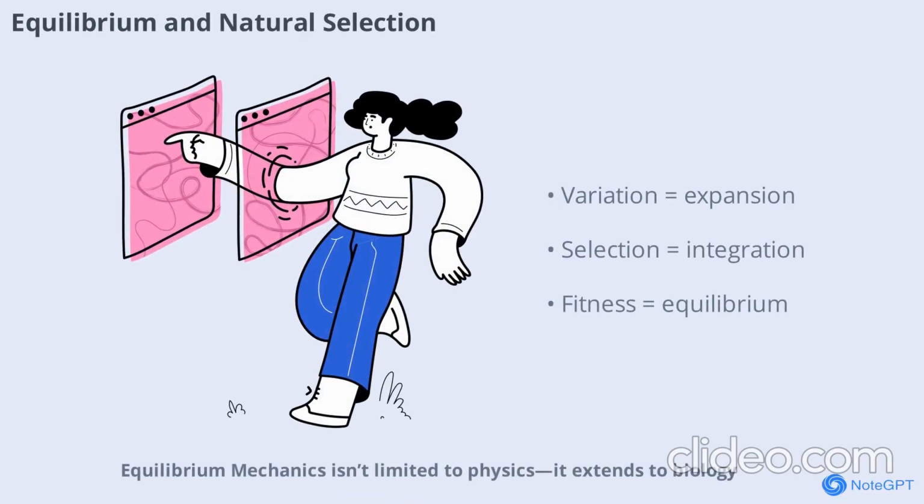Equilibrium mechanics isn't limited to physics, it extends to biology. In the language of CSE and CEC, variation and mutation are expansive drives, while selection and adaptation are integrative drives. Evolution becomes a process of minimizing disequilibrium between variation and adaptation, with species persisting when they achieve high equilibrium fitness. This reframing unifies biology with physics and provides new predictive power for understanding evolutionary dynamics.